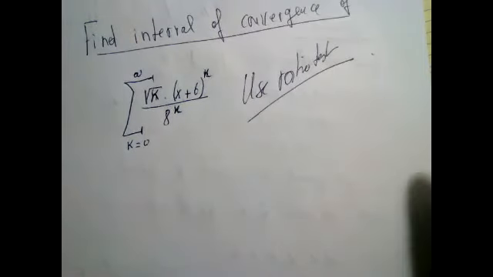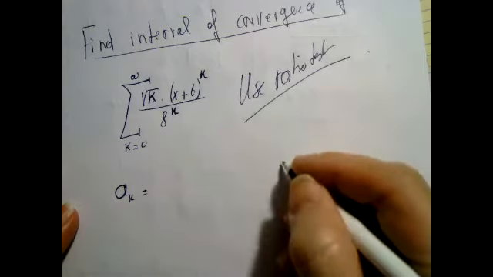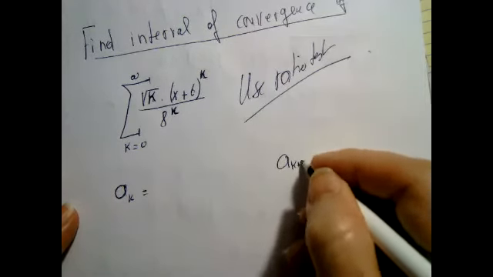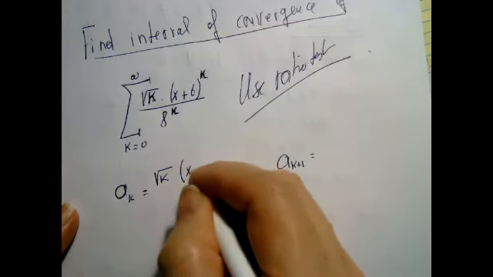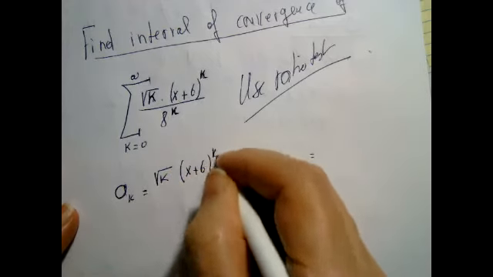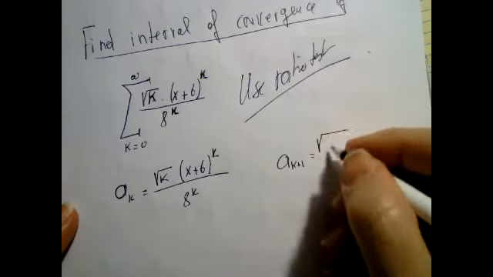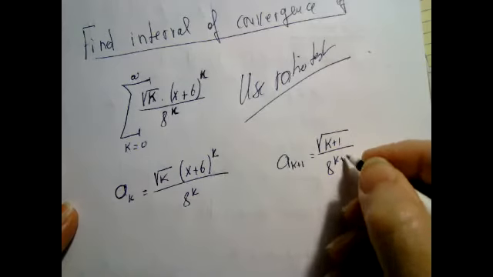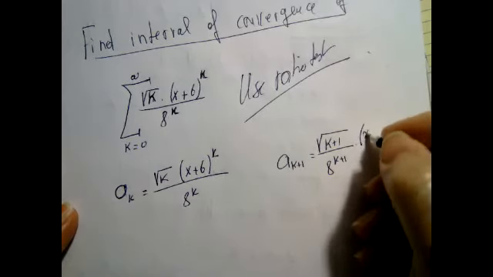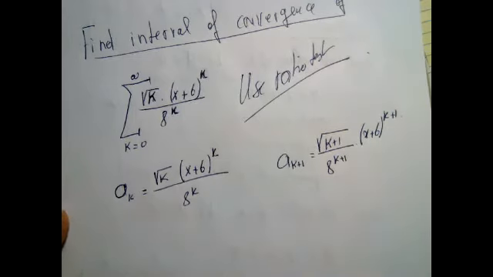So using the ratio test, we have to find a_k and a_(k+1). So what is a_k? Square root of k over 8 to the k, times (x plus 6) to the k. And a_(k+1) is the square root of k plus 1 over 8 to the k plus 1, times (x plus 6) to the k plus 1.